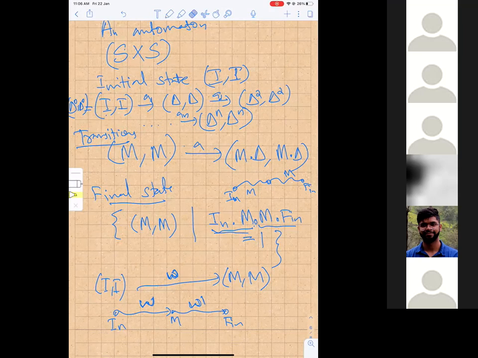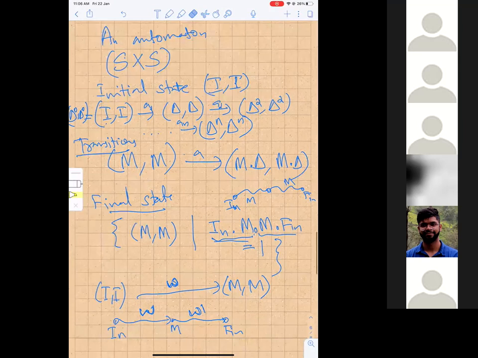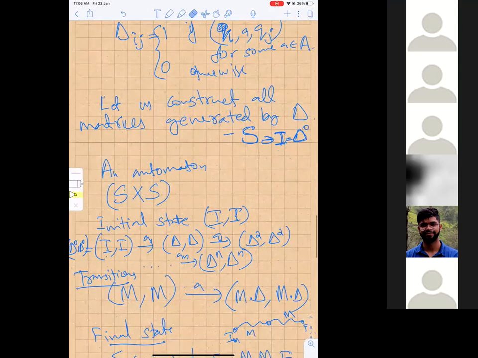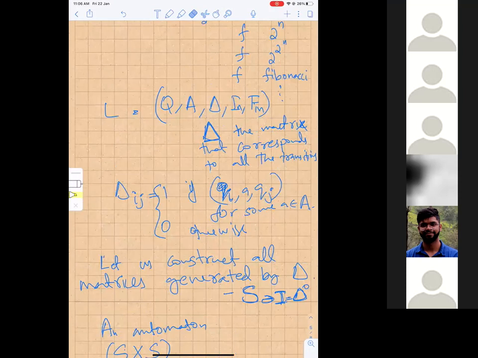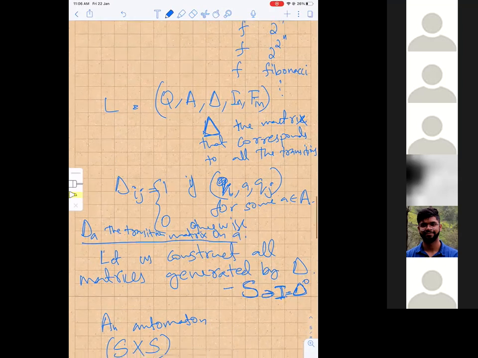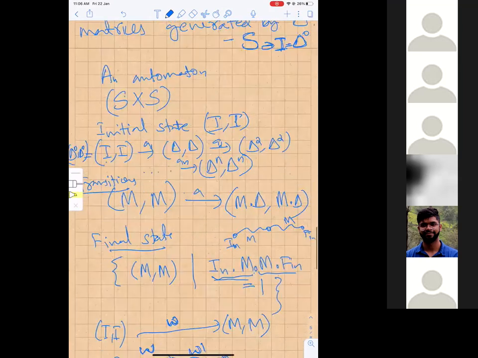Okay, I made a small mistake here. The mistake I made was that delta is a matrix which corresponds to all the transitions. Similarly, I will call delta A the transition matrix on A. Now here I made a small mistake. It's not a small mistake actually. It's a giant mistake.